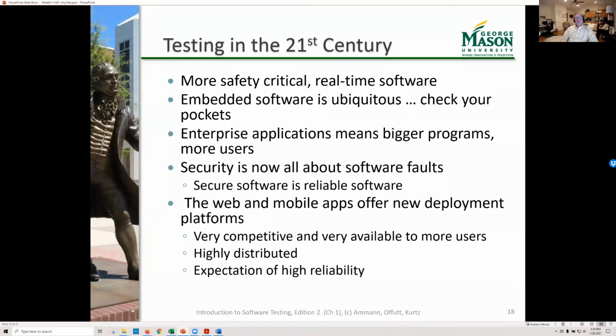Now in the 21st century, we've got a lot more safety critical software, a lot more real-time software, a lot more embedded software. Your pockets are full of it. Smartphones, car key fobs, the most mundane things are powered by embedded software. Meanwhile, enterprise software applications are getting bigger. They're integrating more and more things. They're easily up into the tens of millions of lines of code. Operating systems, Microsoft Windows hit over 10 million lines of code a decade or more ago. I have no idea what it's at now, but it's enormous.